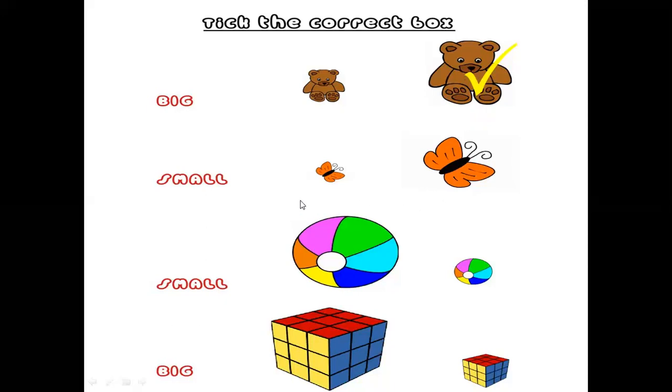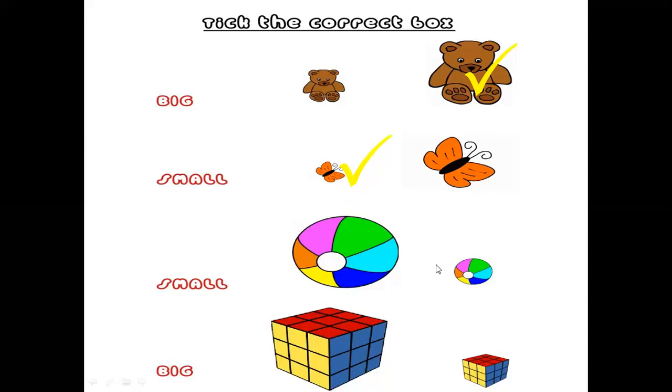Okay. Now there are two butterflies. One is big and the other is small. In this case, we will take the small one. Look here, the word small. So now we are going to take the small butterfly. Is this one small or this one? This one is small. So take the small one. Well done. Very good.